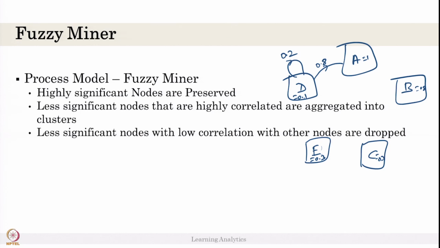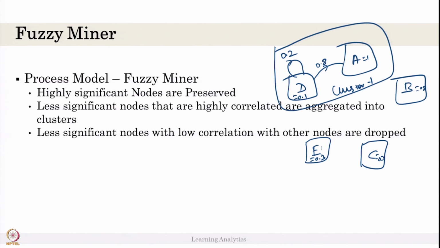Less significant means it occurs very few times, say only 3 times compared to A. So, if A is 30, it should be 3 times. It occurs very few times, but it always co-occurs with the node A. If that is the case, then we can combine, aggregate these to create a cluster. This node can be combined into a cluster 1 or something like that. That is what this particular thing says.